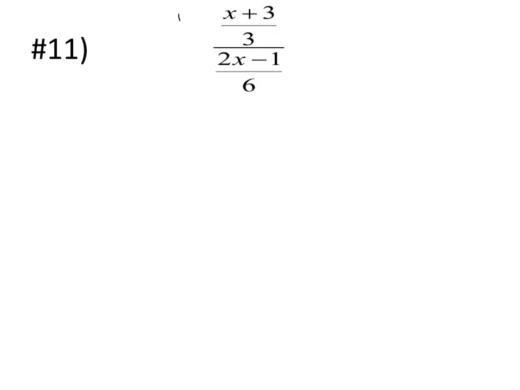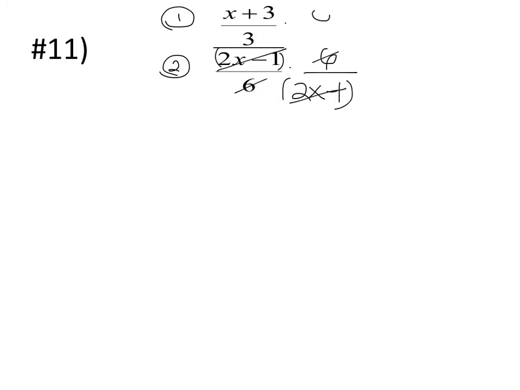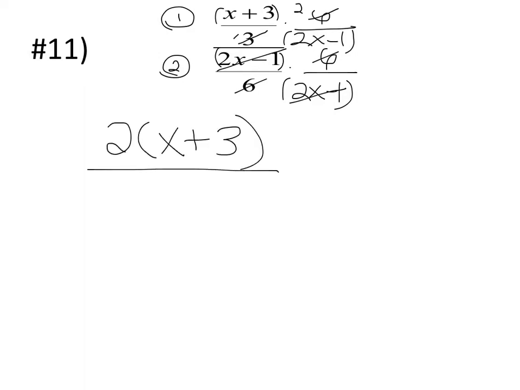Okay, we already have a single fraction in the numerator and denominator, so we're going to multiply by 6 over 2x minus 1 and 6 over 2x minus 1. So the 3 and the 6 can become 1 and 2, and then you're left with 2 times x plus 3 over 2x minus 1.